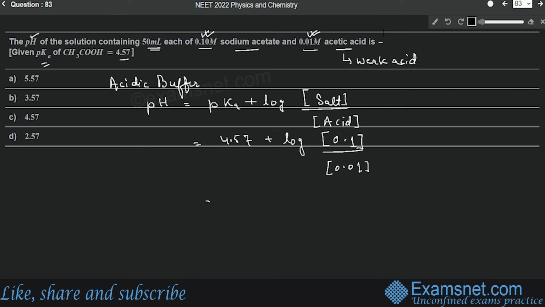Now here we'll get 4.57 plus log, and if we remove the decimal we'll get 10. So log 10, what will be log 10? It is equal to 1. That means 4.57 plus 1, so we'll get 5.57, right? So this will be the answer. That means option A will be the correct answer.